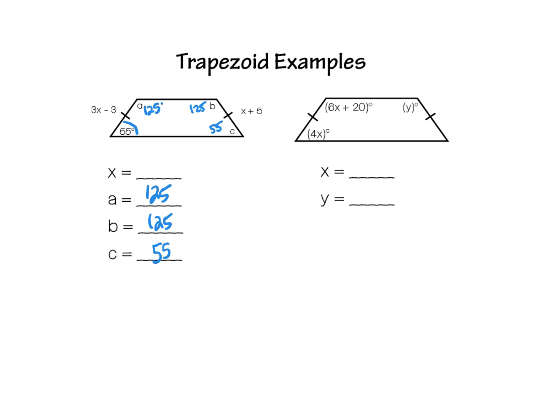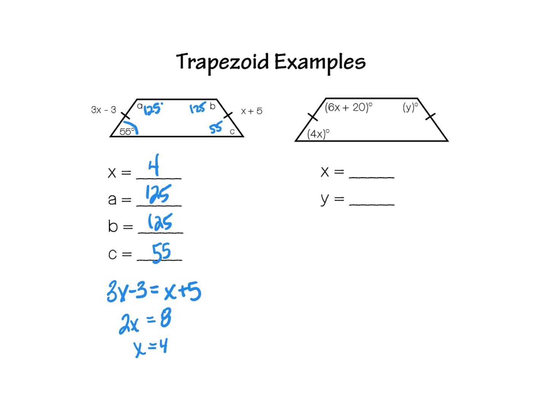As far as the sides go, those are 2 congruent legs in an isosceles trapezoid. So 3x minus 3 would have to be equal to x plus 5. I can subtract an x from both sides, I have 2x. Add 3 to both sides, I have 8. Divide by 2, we get x equals 4.